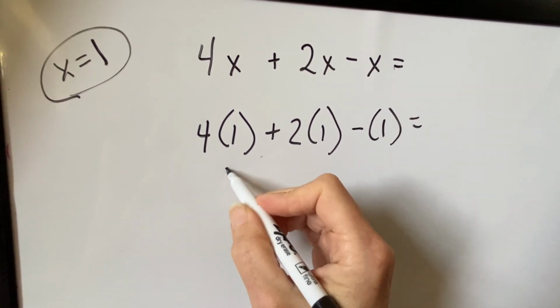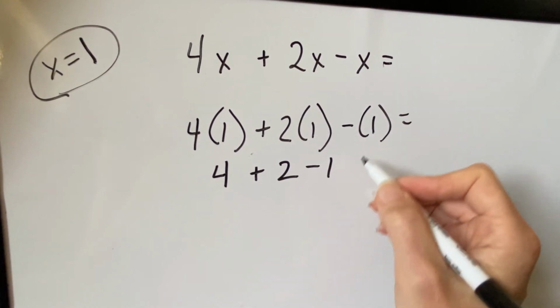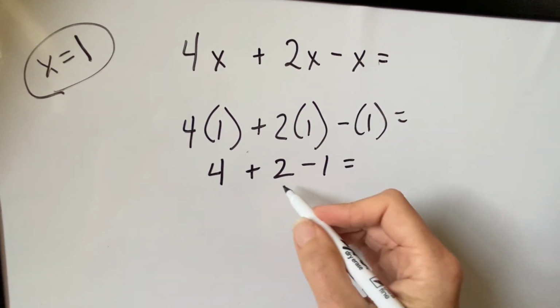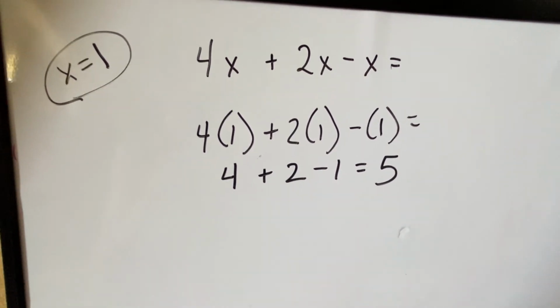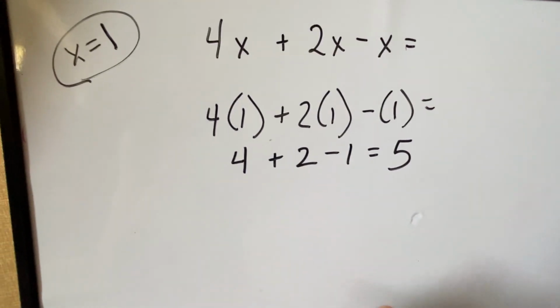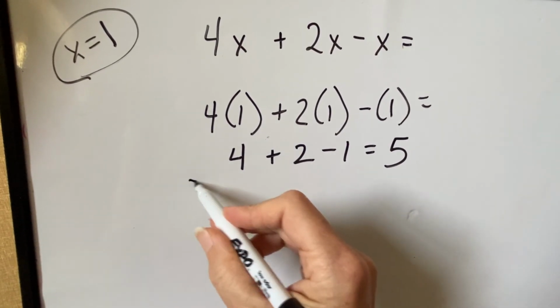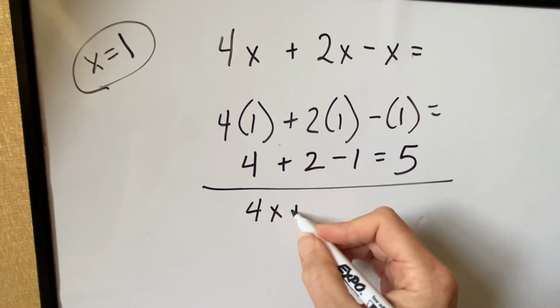Okay, so 4 times 1 is 4, 2 times 1 is 2, this is 1, so 4 plus 2 is 6, 6 minus 1 is 5. Okay, so that's pretty easy, we know how to do that. Okay, so what if I said I want to do this a different way?